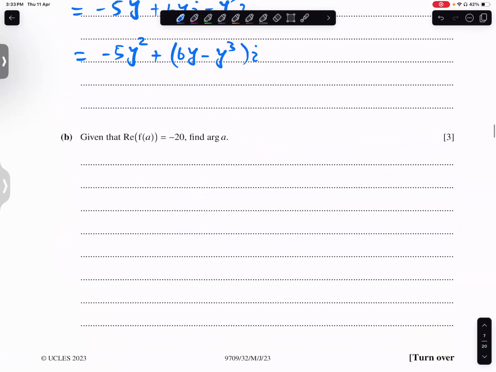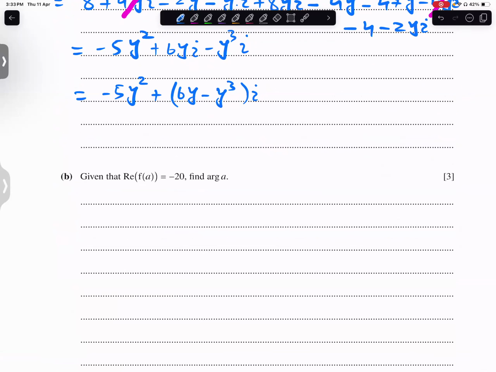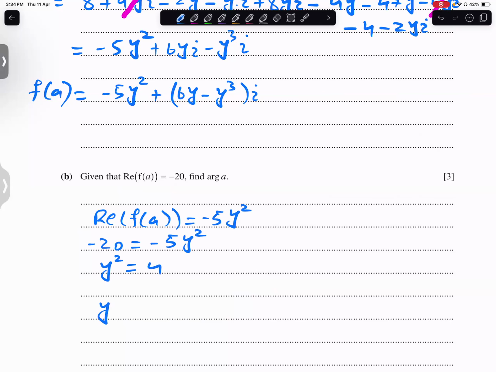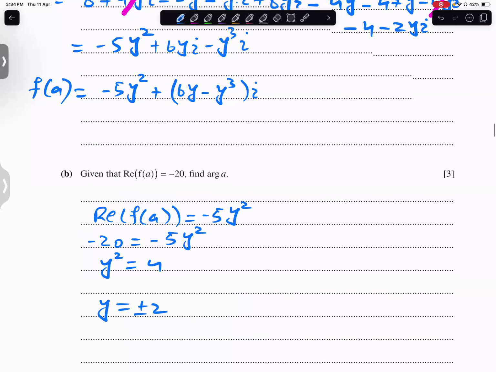So now, given that real part of f of a, this was your f of a. Now real part of f of a is minus 20. Find the argument of that a. If you see the above expression, real part of f of a will be minus 5y square, and that is equal to minus 20. So y square is equal to 4. So y is equal to plus minus 2.